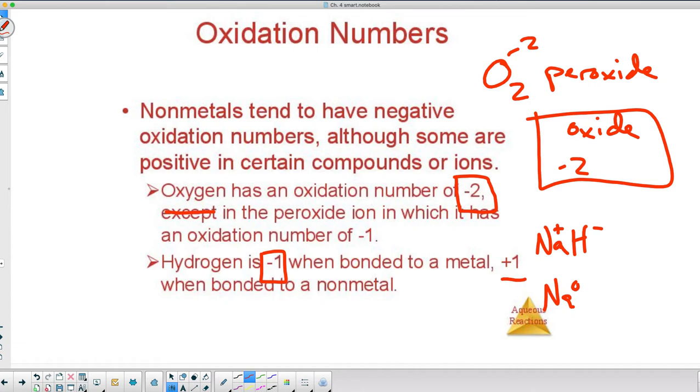Under other circumstances, though, hydrogen would have the +1, just like it does in hydrochloric acid or hydrogen chloride. It has a +1 when it's with a nonmetal. It has a -1 when it's with a metal. That's how hydrogen works. Ninety, 95% of the time, though, we're going to see it like this, where it's a plus. So get used to seeing a +1 for hydrogen.